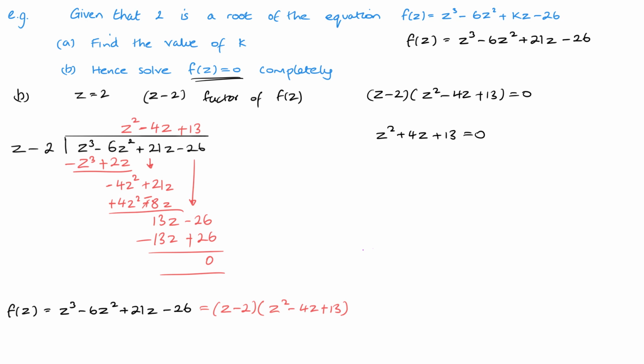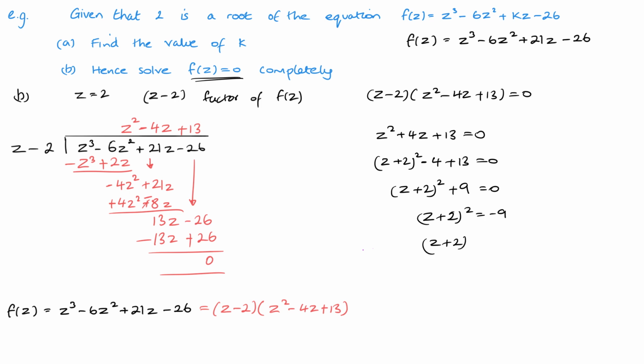There's more than one way of solving this quadratic equation. You could use completing the square, you could use the formula. It's totally up to you. I'm going to use completing the square just because this is a nice even number, so it should be pretty straightforward. So z plus 2 squared minus 4 plus 13. So z plus 2 squared is equal to minus 9.